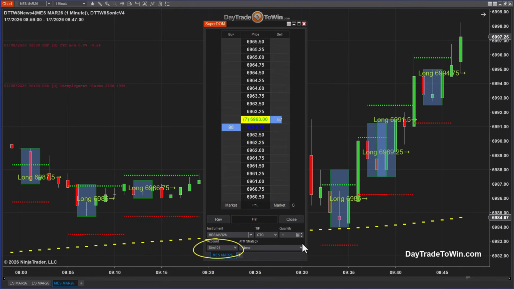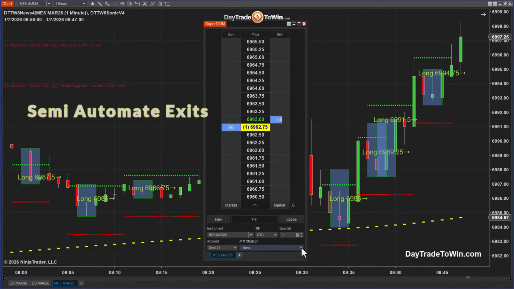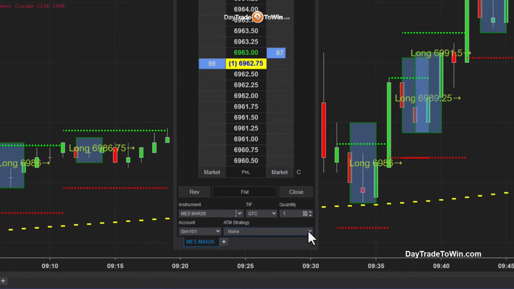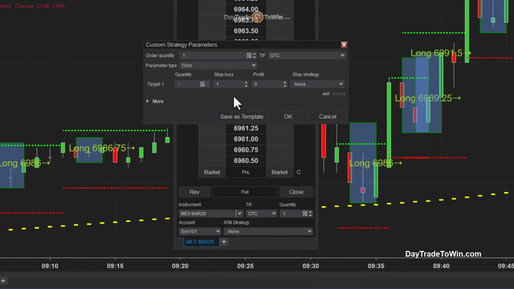Now the ATM strategy is something that I like to use with NinjaTrader because it allows me to have the target and the stop automatically placed for me. I like to use it in a very simple form. I'm going to create a custom situation where I say for every trade that I take, have a stop of 10 ticks and a profit of 10 ticks, just to keep it very simple.